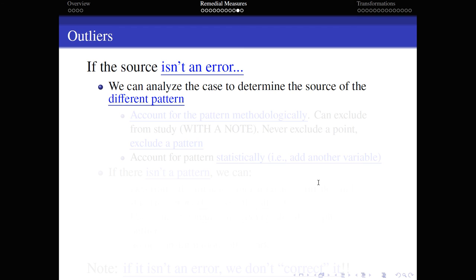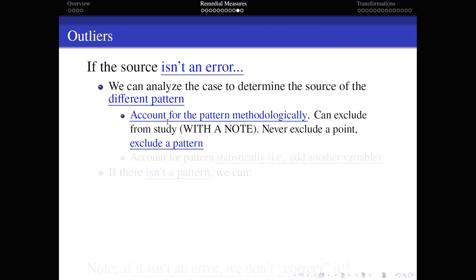Now, in that case, what I may see is that this individual represents a different pattern, a pattern of male-female impact on weight that is maybe not what I'm trying to study. So what I can do is account for this pattern methodologically. What I may say in my study is that I'm only going to look at the weights of male football players.